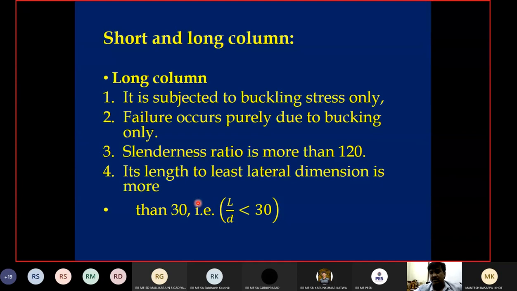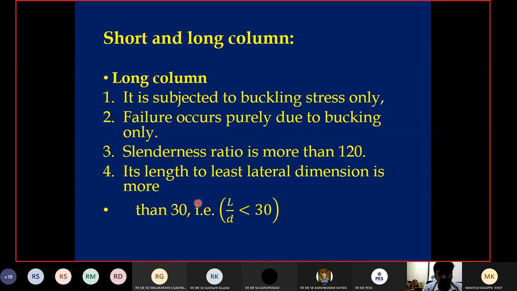So this is the property of a long column. The short column is going to fail by strength. Whenever you take a small column and subject it to an enormous load, the failure is going to be by breaking it down, or it can be getting into a very bad shape. If in case you are talking about a short column subjected to compression, and it is too soft, you can say that to be buckling also, but it is always the strength failure that we are interested in when it comes to short columns.